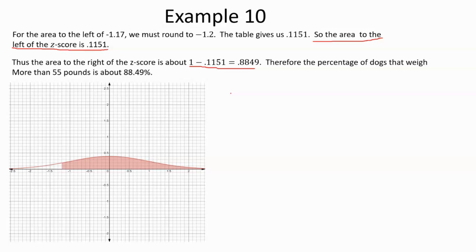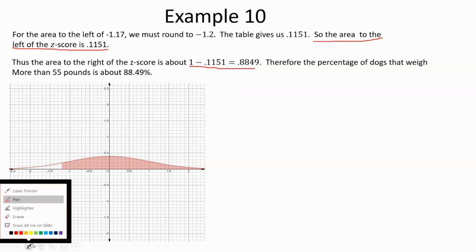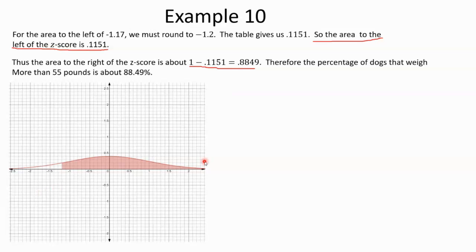That tells us the percentage of data values is 88.49%. You know, we did approximate a bit, but that's what we get. So again, we got the entry from the table. That's area to the left. We subtracted from 1, and we're left with the area to the right. That's what we did. Any questions on that?